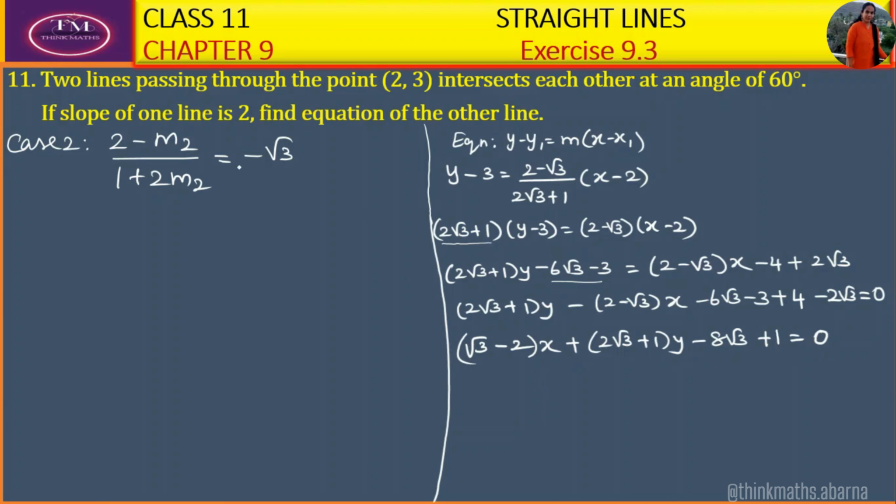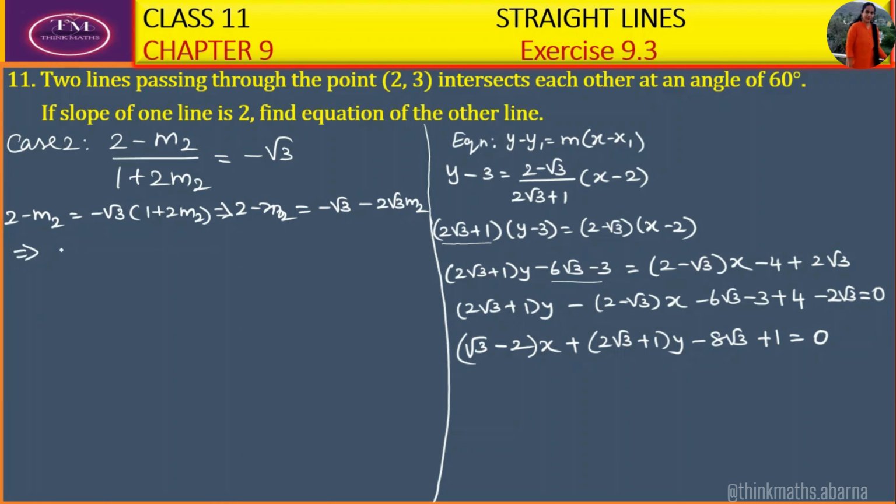Now for case 2, we have negative root 3. So for this, we will find the slope now. So just cross multiplying, we will get 2 minus m2 is equal to minus root 3 into 1 plus 2m. So that means 2 minus m2 will be equal to, multiplying with minus root 3, it is minus root 3 minus 2 root 3 m2. So negative is in RHS. So bring it to LHS.